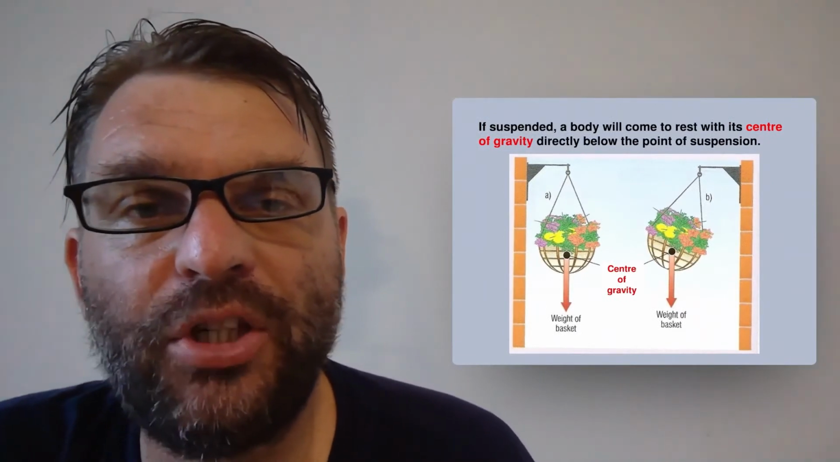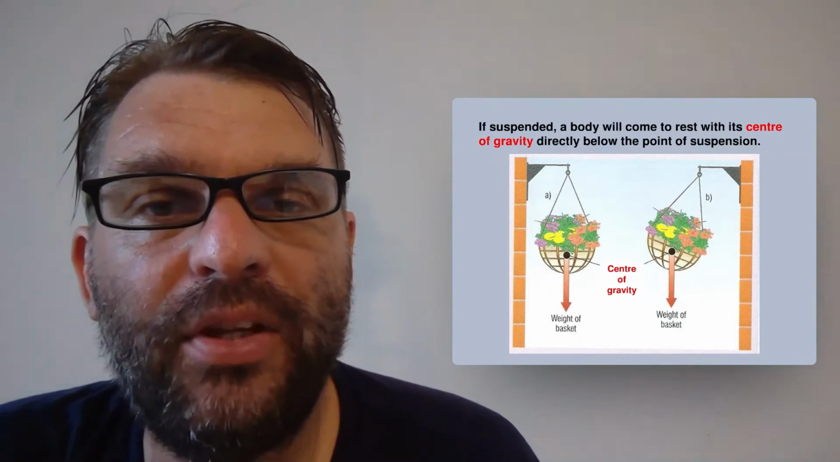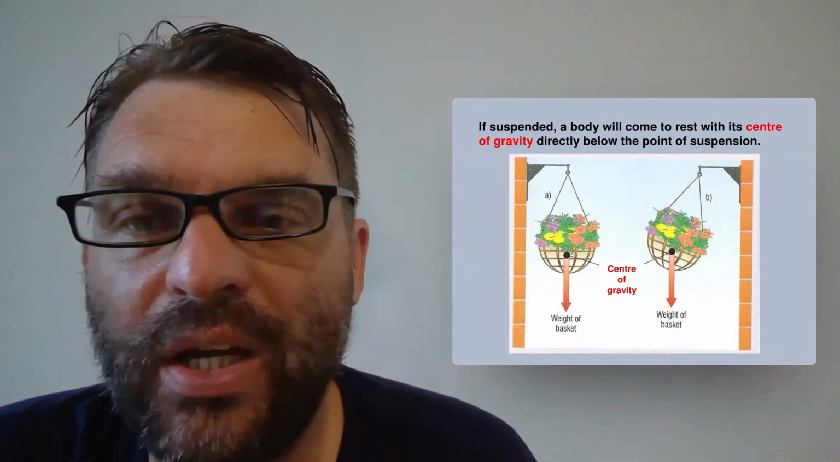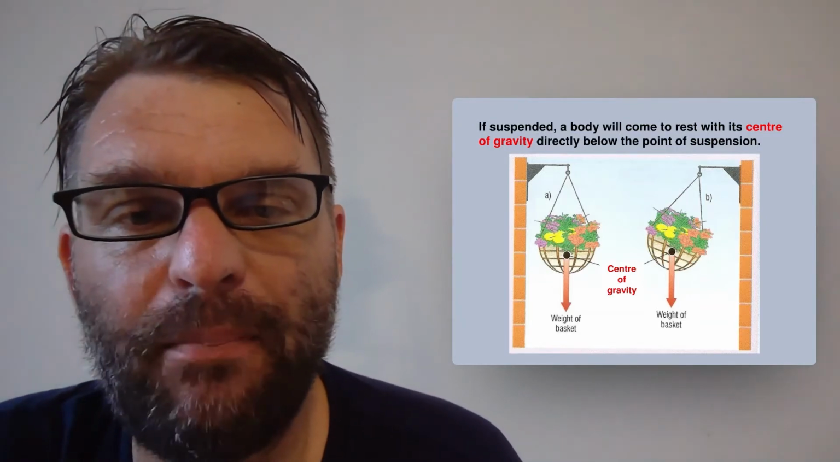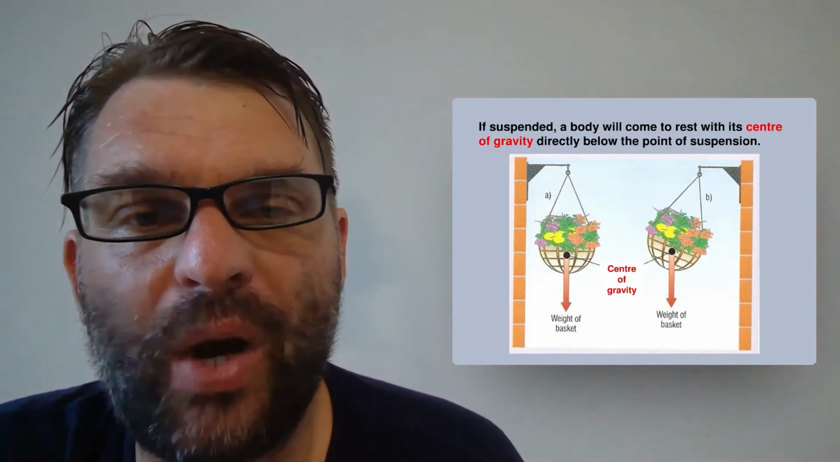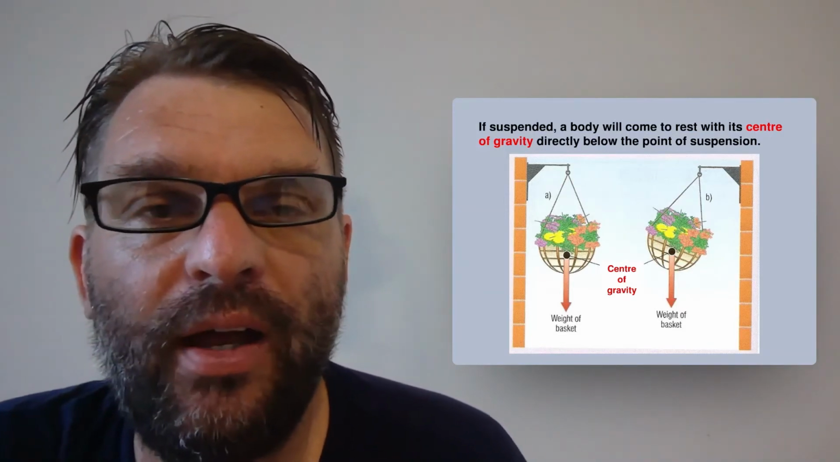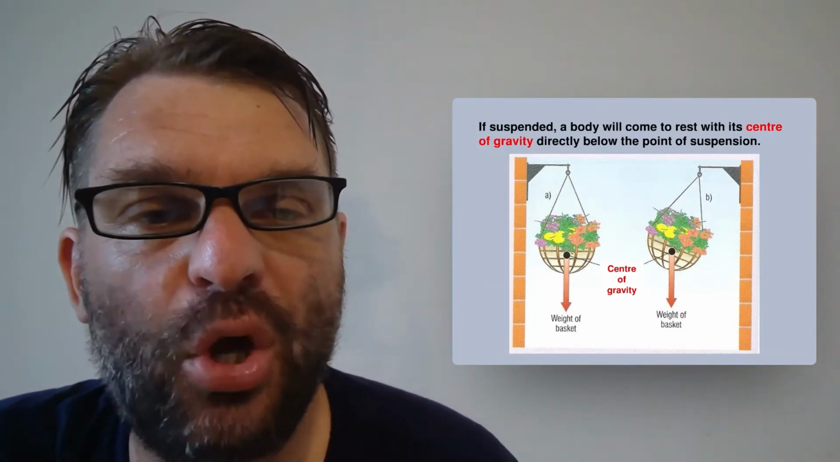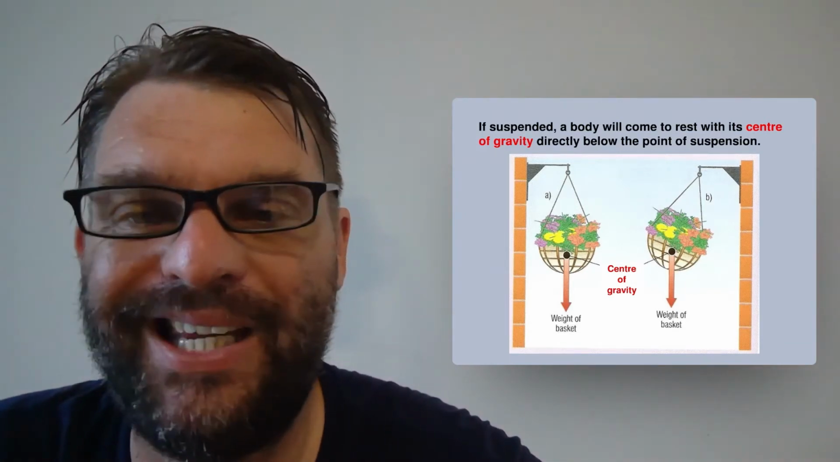However, if a body is suspended, like these 2 pot plants, then the center of gravity is directly below the point of suspension. Okay, so here's 2 pot plants, A and B. You can see in the first one that the weight is directly below the center of gravity, and as you move the point of suspension, the center of gravity also moves for that particular pot plant.